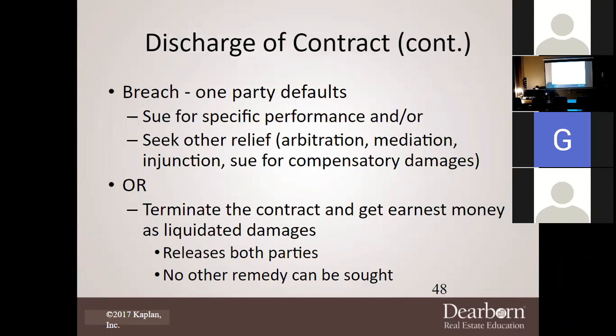Another one is breach. A breach of contract is where one party defaults. Now, you can sue for specific performance and/or seek other relief, such as arbitration, mediation, injunction, or sue for compensatory damages, okay? Or you can terminate the contract, get the earnest money as liquidated damages, and by doing this, it releases both parties, but guess what? There's no other remedy that can be sought. Okay.